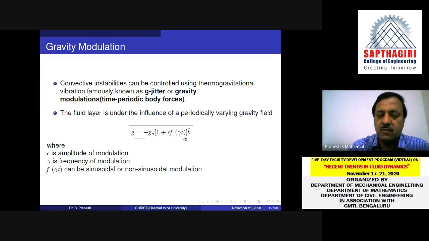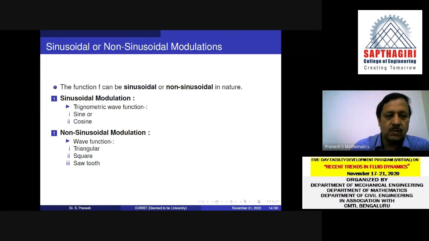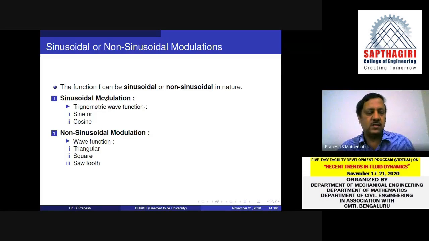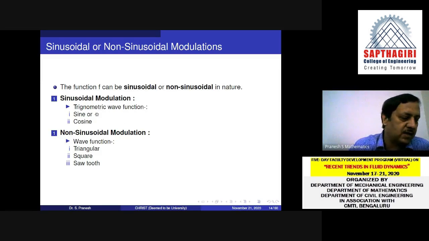We use different types of modulation, sinusoidal and non-sinusoidal. So we use this f as either sinusoidal or non-sinusoidal waveforms. When we talk about the sinusoidal modulation, generally we consider a trigonometric wave function, either sine or cosine. And for non-sinusoidal modulation, we have 3 types: one is the triangular waveform, then square, and sawtooth.